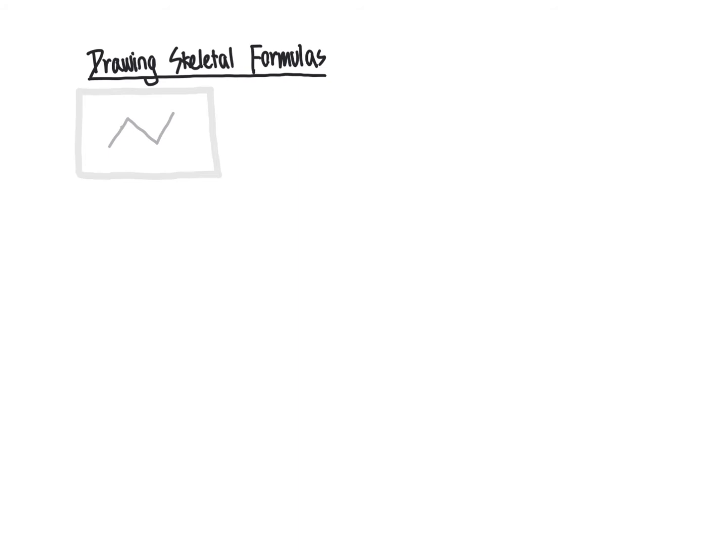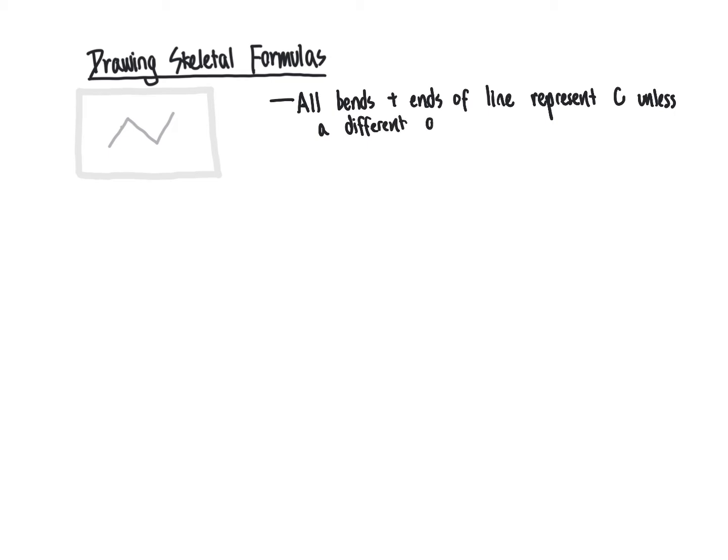The first thing that we need to know in order to interpret line angle formulas or skeletal formulas, as they're also known, is that every bend in the line and end of a line represents a carbon atom unless a different atom is shown there explicitly. So let's go ahead and fill that in as one of the things that we need to recognize in interpreting these: all bends and ends of a line represent carbon atoms unless a different atom is shown.